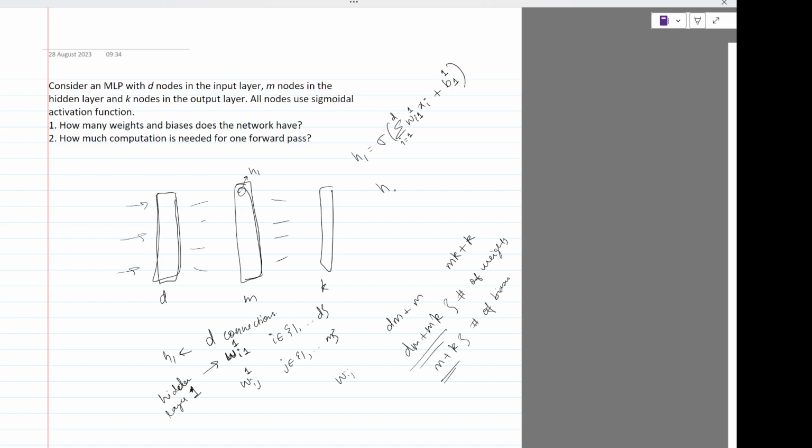For some hidden node l or something, it will be sigma summation i equal to 1 to d, w il of the first hidden layer times xi, plus bl1. Okay. Now they are asking, so we know what is the answer for the first option. It is this, the first question.